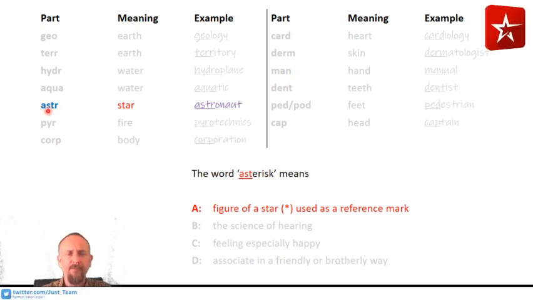We also see this in words like astrology. Astrology, not really a science, is it? Astrology. Capricorn, Libra, Virgo and stuff. It's more like a religion. But we do have that, the stars, you know. Astronomy, to study the stars.